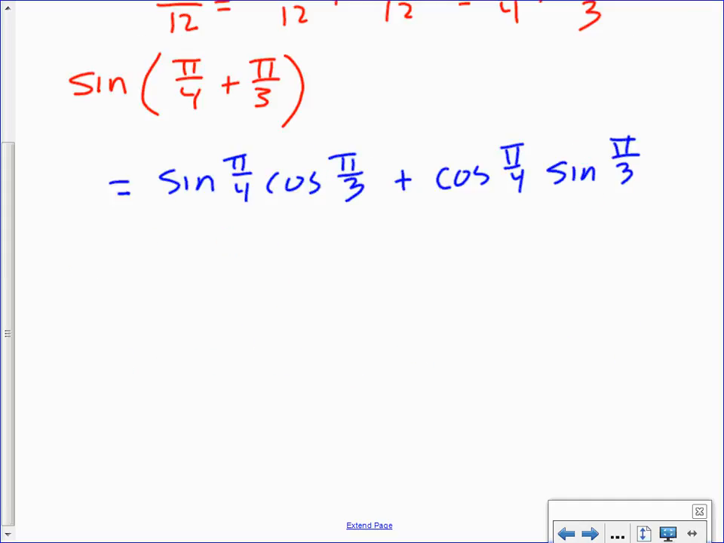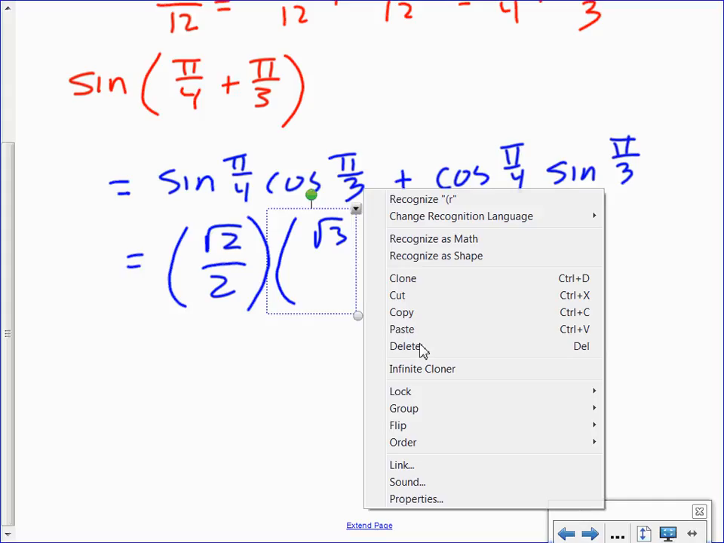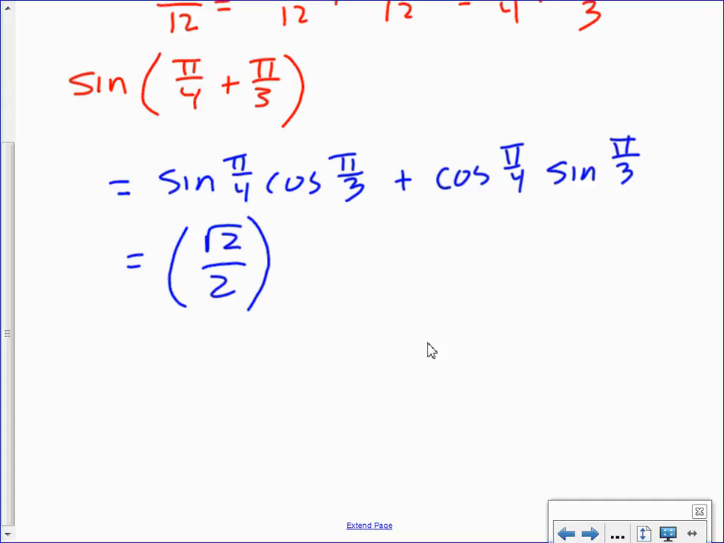The sine at pi over 4. This doesn't get very creative. You're going to see a lot of those. Cosine pi over 3, square root of 3, 1 over 2, plus root 2 over 2.